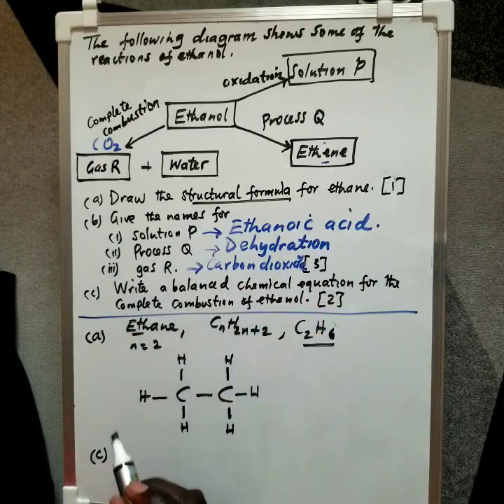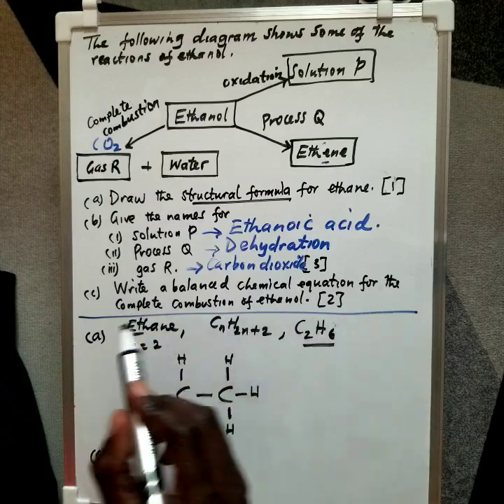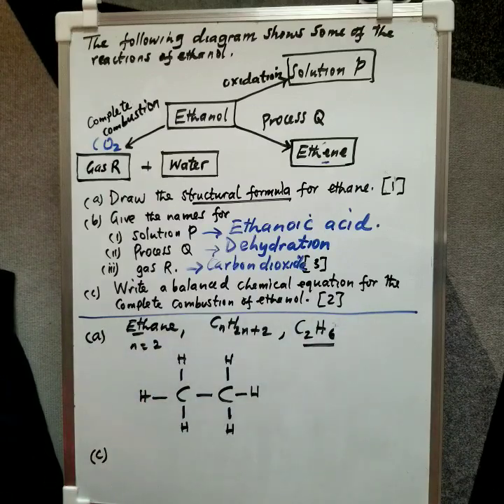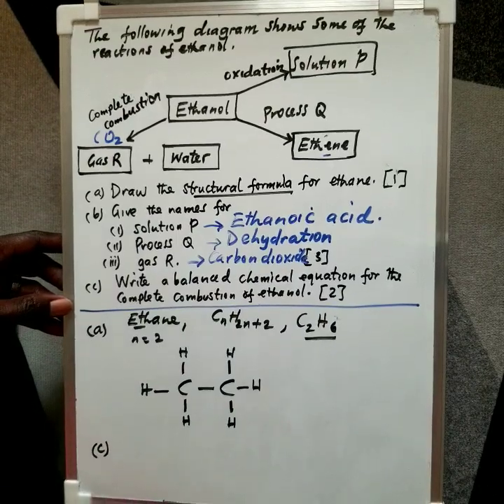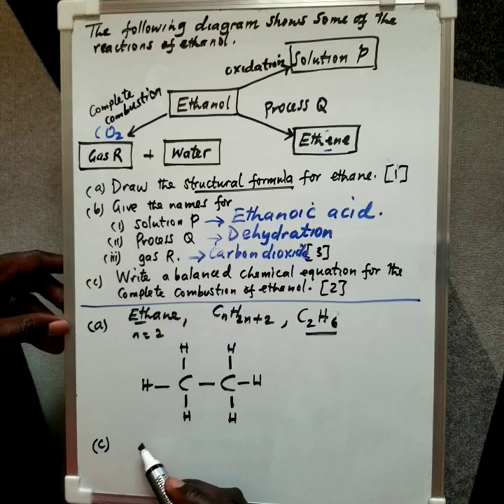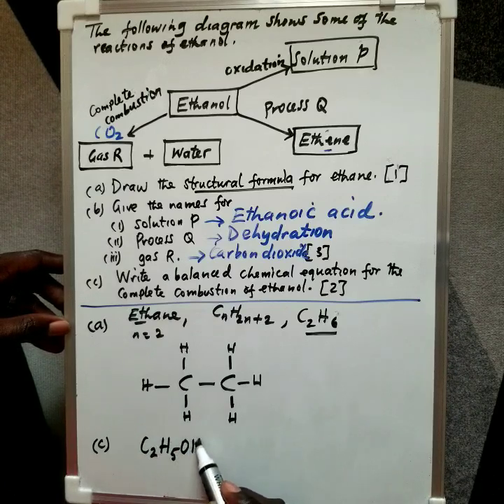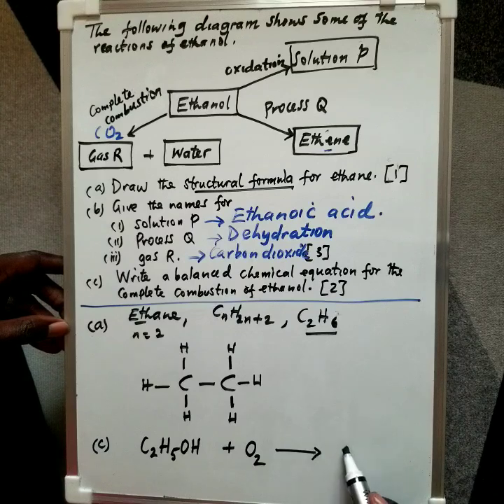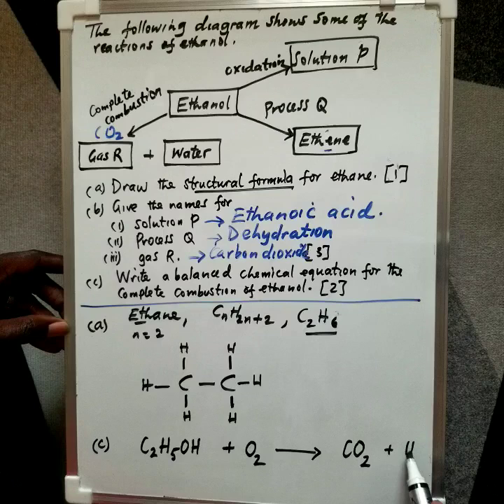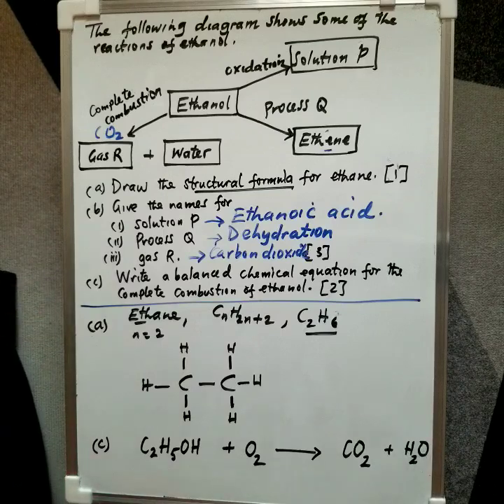Then the C part says write a balanced chemical equation for the complete combustion of ethanol. So they want you to write a balanced chemical equation for the complete combustion of ethanol. In this case, ethanol has the formula C2H5OH. Complete combustion means that it burns in excess oxygen. So when it burns in excess oxygen, it produces carbon dioxide and H2O.